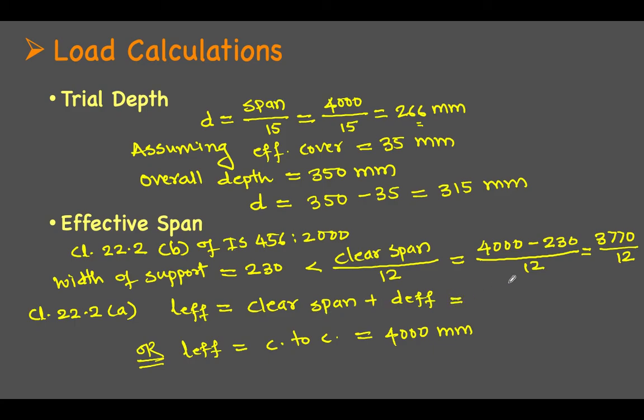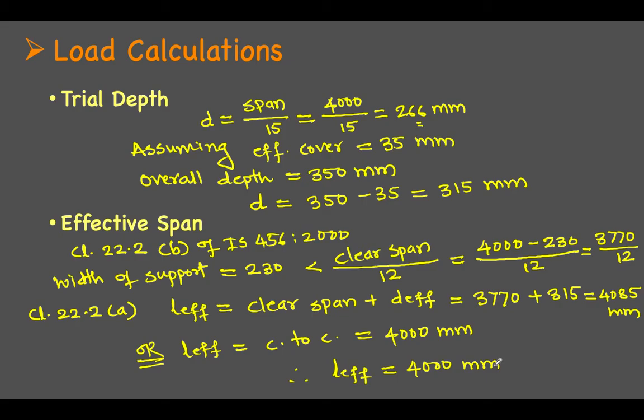This is the clear span we have calculated over here. It is 3770 plus effective depth 315, which comes out to be 4085 mm, and amongst these two whichever is less, that is our effective span. Hence from here onwards in all our calculations we will consider the effective span as 4000 mm. Okay, so this is how we have identified the effective span.